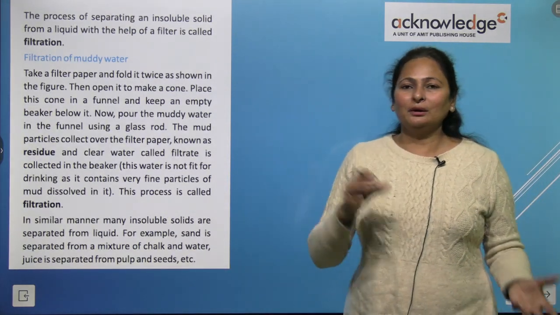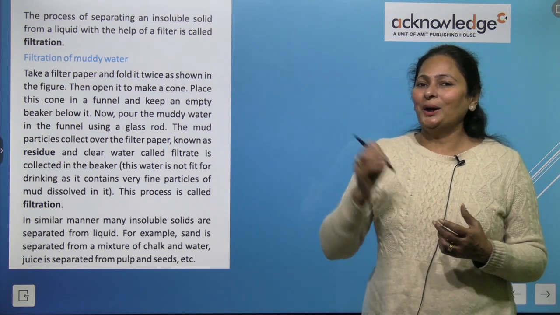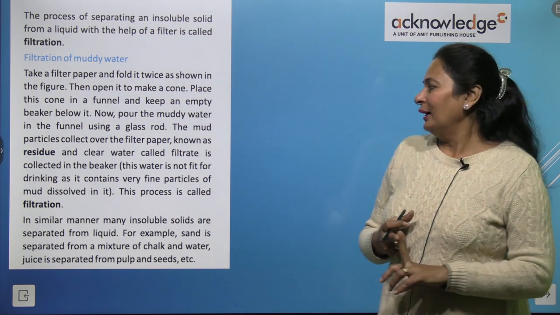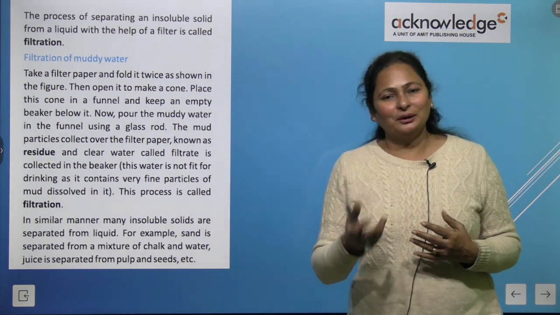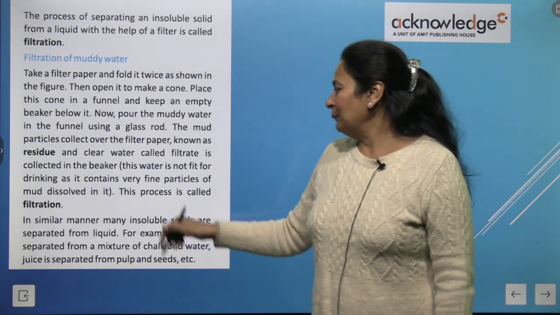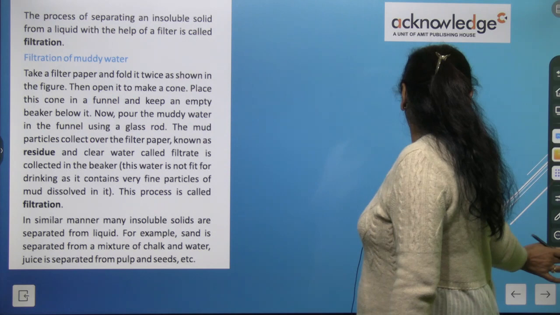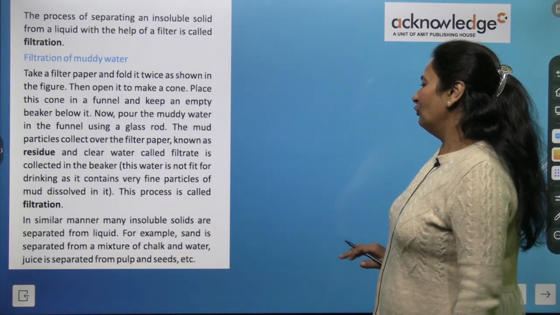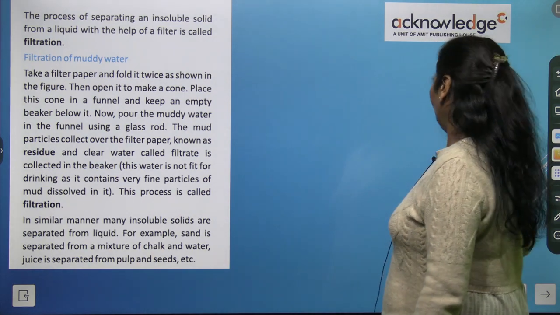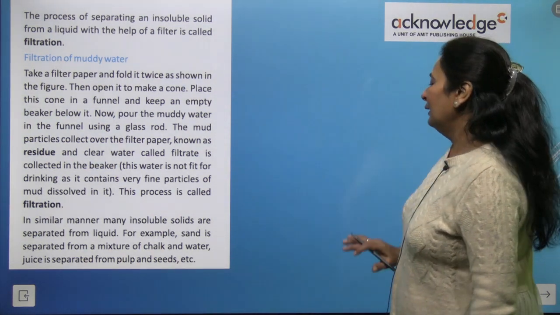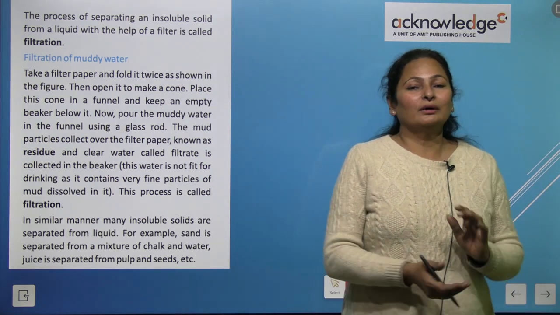Now we put the muddy water on the funnel, on the filter paper. Clear water will come out and the residue will be left on the paper. In a similar manner, many insoluble solids are separated from liquids. For example, sand is separated from a mixture of chalk and water. Juice is separated from the pulp.